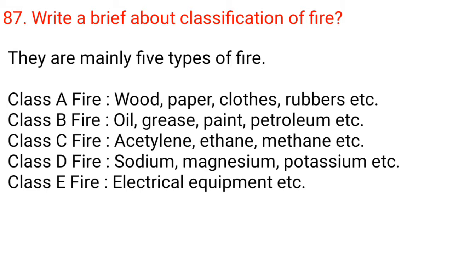87. Write a brief about classification of fire. There are mainly 5 types of fire. Class A fire: wood, paper, clothes, rubber, etc. Class B fire: oil, grease, paint, petroleum, etc. Class C fire: acetylene, ethane, methane, etc. Class D fire: sodium, magnesium, potassium, etc. Class E fire: electrical equipment, etc.